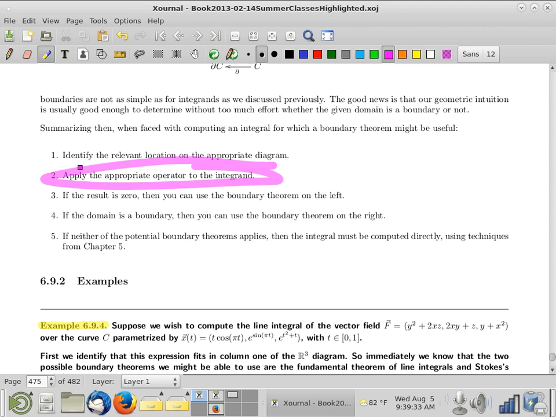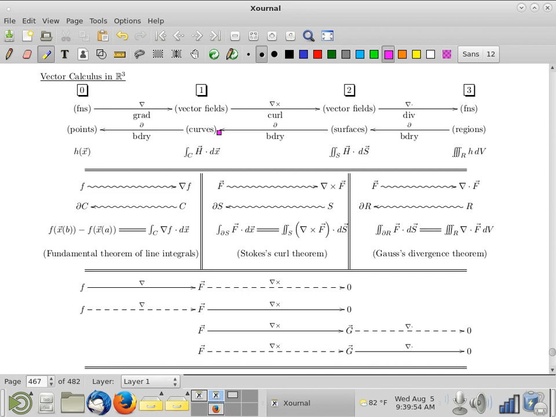Apply the appropriate operator to the integrand. Okay? If you have a vector field that you're computing a line integral of, if you're in R3, you're taking the curl. Do what the diagram tells you to do, in other words. Compute that thing. If you get 0, then you can use the boundary theorem on the left. Go back to the diagram. If you're computing a line integral, if you compute the curl, and if the curl is 0, then there is an anti-gradient, and you can use the fundamental theorem of line integrals.